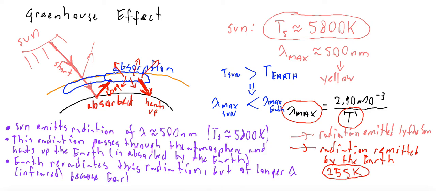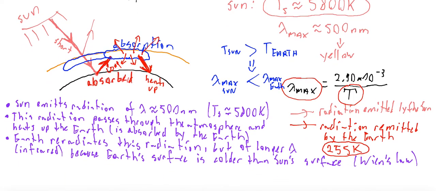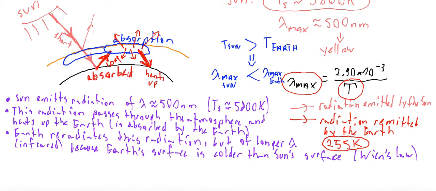Earth's surface is colder than the Sun's surface. Okay, and the name of the law is Wien's law, and this law is this one.